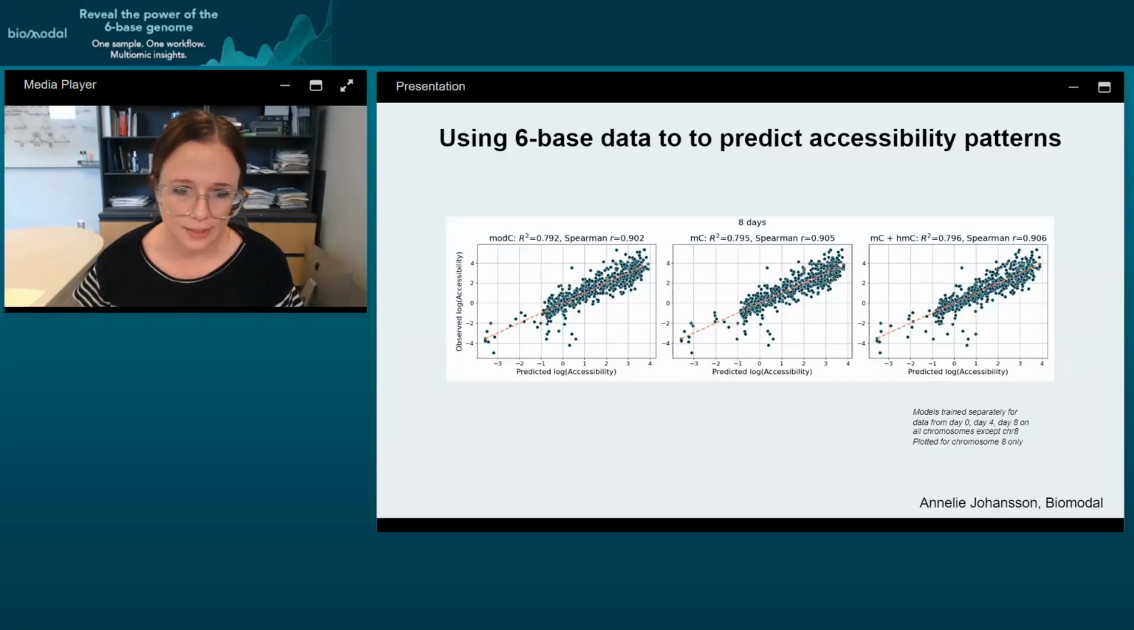In these plots, I'm showing predicted accessibility versus observed accessibility at promoter regions. The 3 different plots are just different types of training data that we used, either the total methylation with both methylcytosine and hydroxymethylcytosine, or with methylcytosine alone. You can see that in all 3 plots, we observe a very positive correlation between predicted accessibility and observed accessibility. And you get some marginal increase in the efficiency of the model to predict accessibility if you use both methylcytosine and hydroxymethylcytosine.